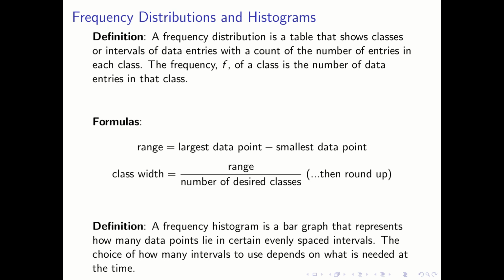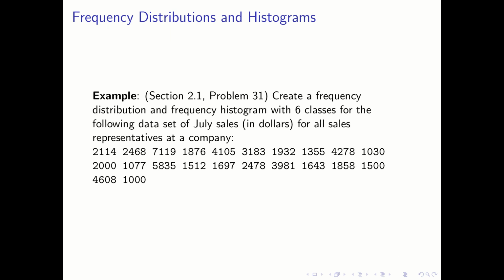So, with this, what we call the frequency distribution is a table of values. We also have the frequency histogram, which is how you visualize this frequency distribution, and it's just a bar graph. So let's look at an example.